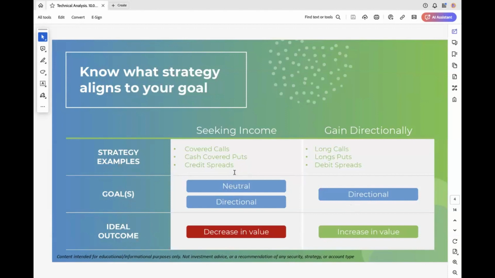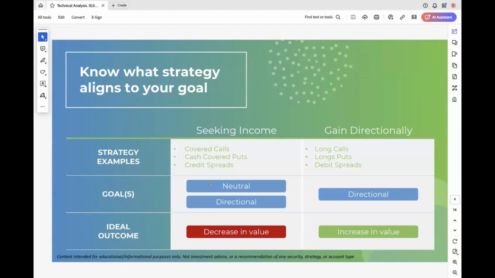So, on one side of the equation, you may be seeking income. This is where you are trading covered calls. So you're capping your upside potential for an underlying security in exchange for a premium, getting that yield. Or you might be selling a cash secured put, which is still another bullish strategy, but those are neutral to bullish. Same with the credit spreads, neutral to bullish, or neutral to bearish if you've got a credit call spread.